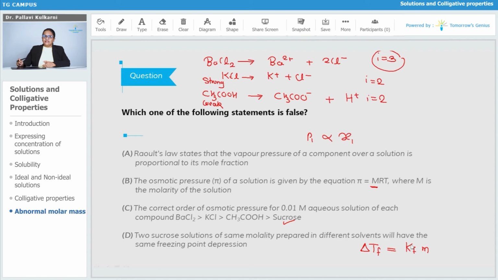As you can see, delta Tf and Kf are directly related to each other. If solvent is changed, Kf will change and delta Tf also will be different. So, 2 sucrose solutions in different solvents will not have same freezing point depression. So, option D is the false statement and hence the correct answer for this question.